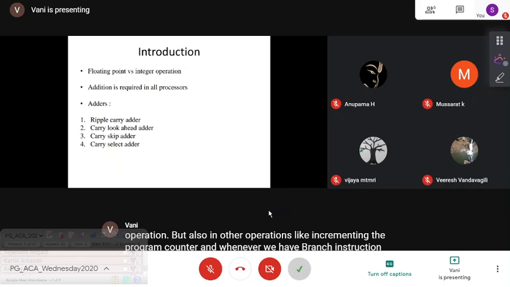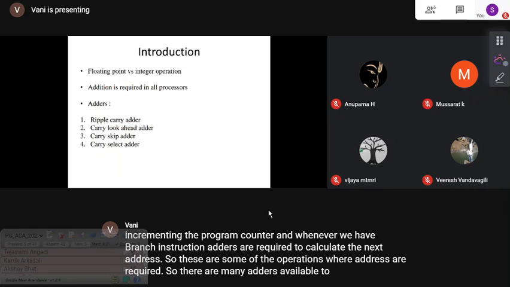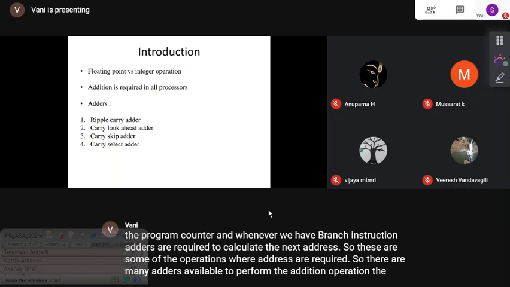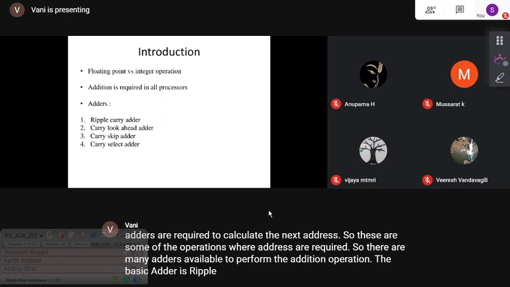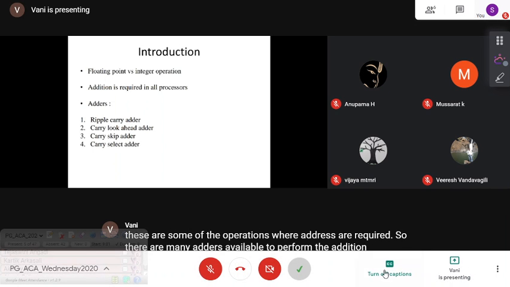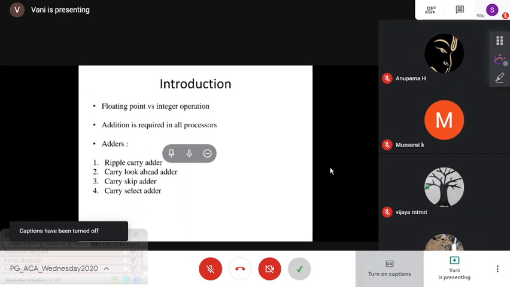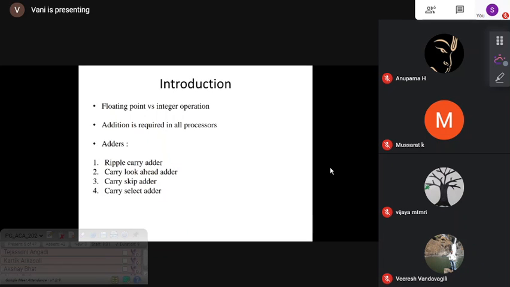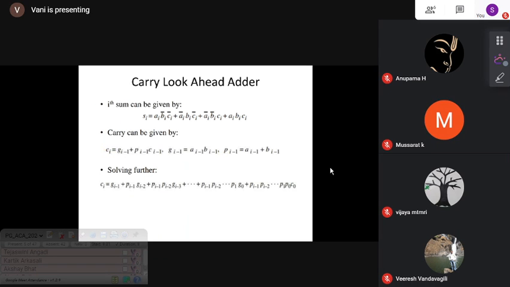So there are many adders available to perform the addition operation. The basic adder is the ripple carry adder, which is obsolete nowadays. Other adders are the carry look ahead adder, carry skip adder, and carry select adder, which are faster than the ripple carry adder. In the next slide, we will see three adders, that is CLA or carry look ahead adder, carry skip adder, and carry select adder.